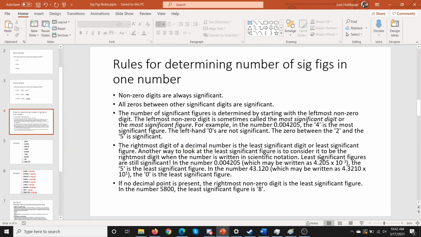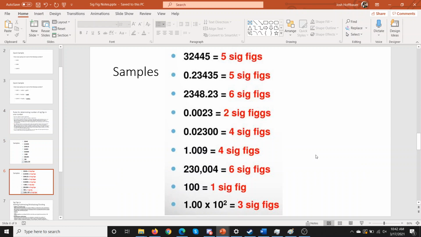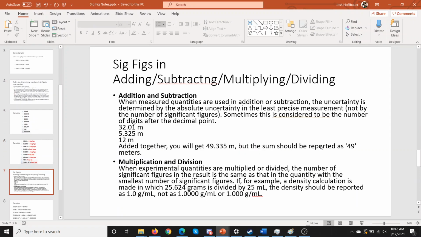So all these samples, all these rules are for if you are given a number and you're trying to figure out how many sig figs are in it. This is important because when you are given numbers, you then usually have to do something with them, like add, subtract, multiply, divide. And there's rules for how to figure out the number of sig figs in your answer based on the number of sig figs in what you were originally multiplying, or adding, or subtracting, or dividing. So, as a refresher on these rules, there's a different set of rules for adding and subtracting, and a different set of rules for multiplying and dividing.